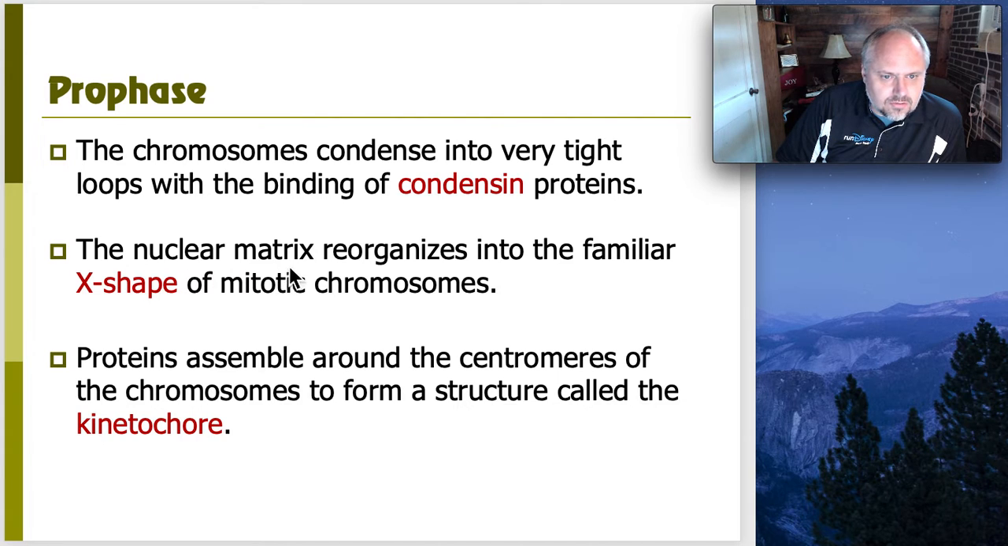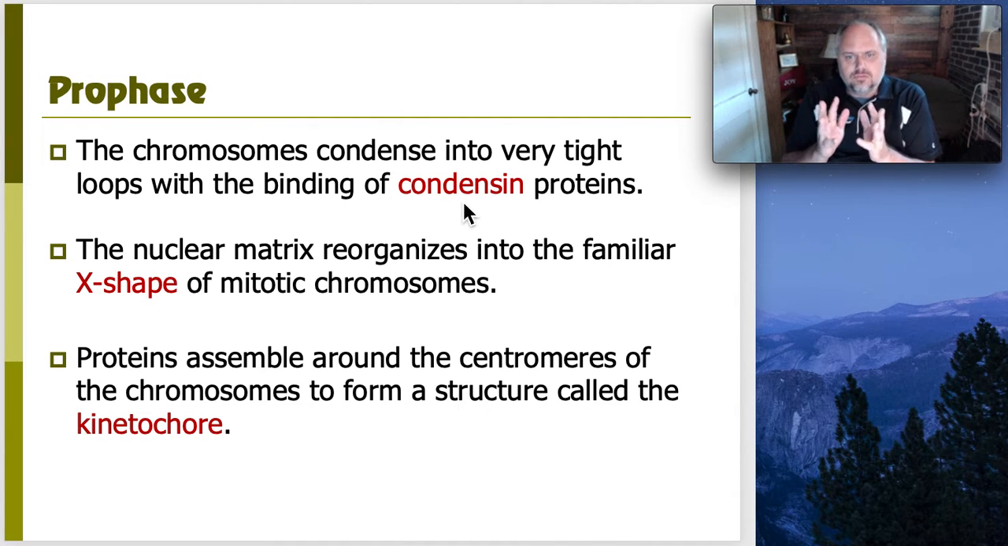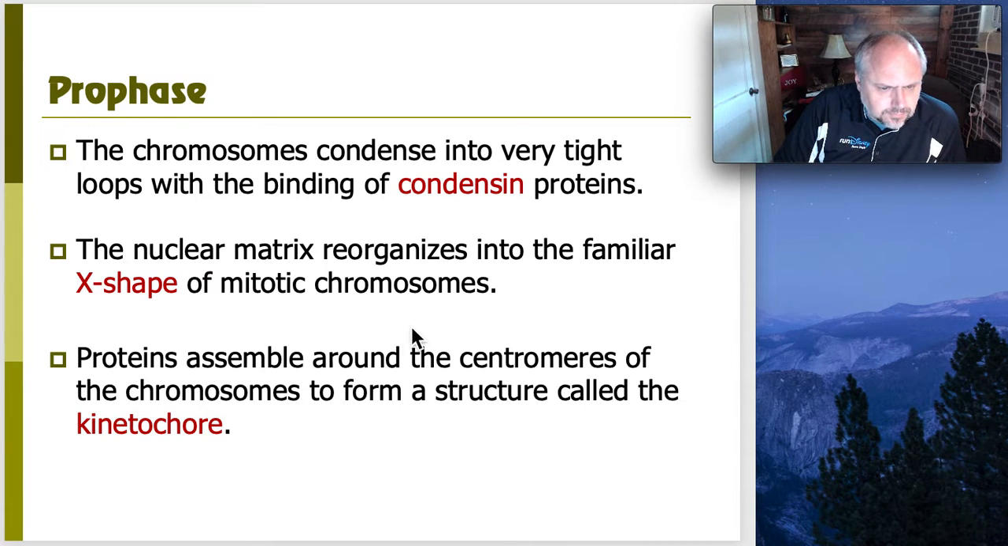So it's largely the reorganization of the nuclear matrix that is responsible for chromosome condensation. We talked about the condensing proteins a little bit ago in the last lecture, and these proteins are actually going to help those sister chromatids to interact with each other.